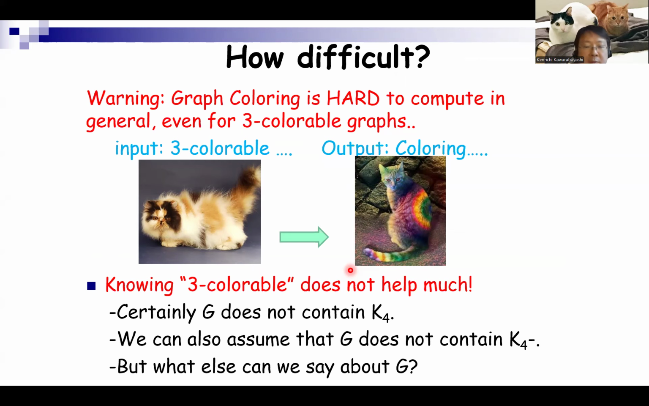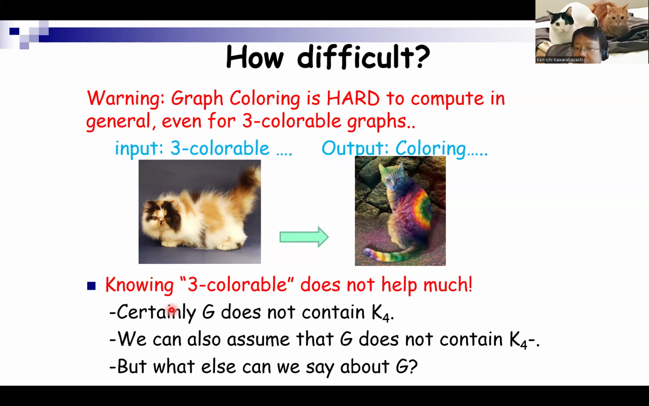Before telling you the result, let me tell you how difficult this problem is. Firstly, graph coloring is hard in general. It's known that you can't really approximate graph coloring, and it's even hard for three-colorable graphs. This is because knowing three-colorability doesn't help much. So what can we tell about three-colorable graphs?